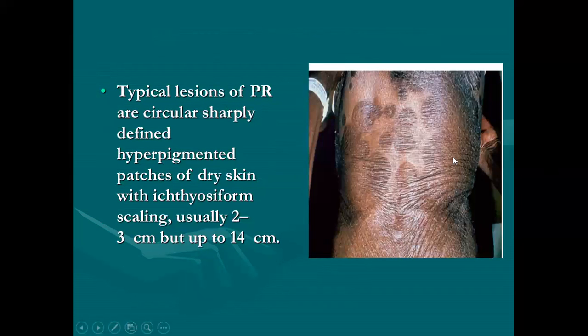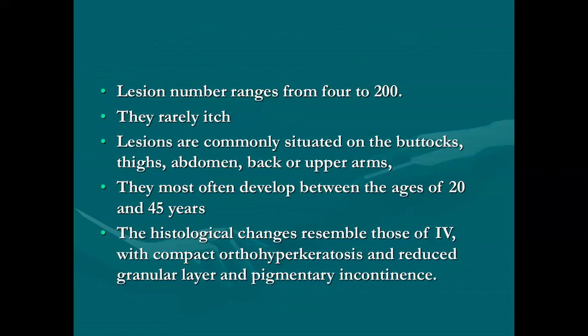This is how Pityriasis rotunda looks. The typical lesions are sharply circular hyperpigmented patches of dry ichthyosiform skin, usually 2 to 3 centimeters, but can be as big as 14 centimeters. Lesion numbers range from 4 to 200. They are rarely itchy. Common sites are buttock, thigh, abdomen, back, and upper arms, hidden sites. Most often they develop between ages of 20 to 45 years.